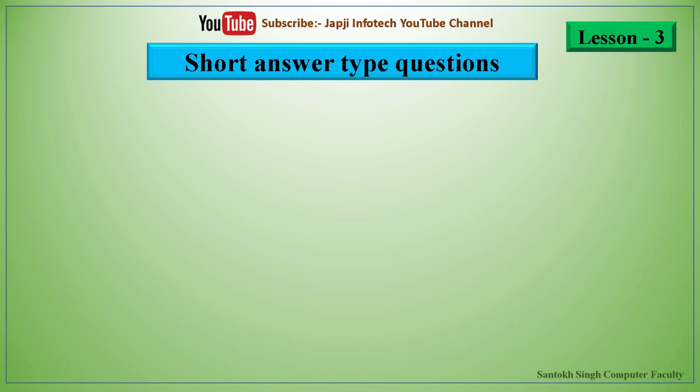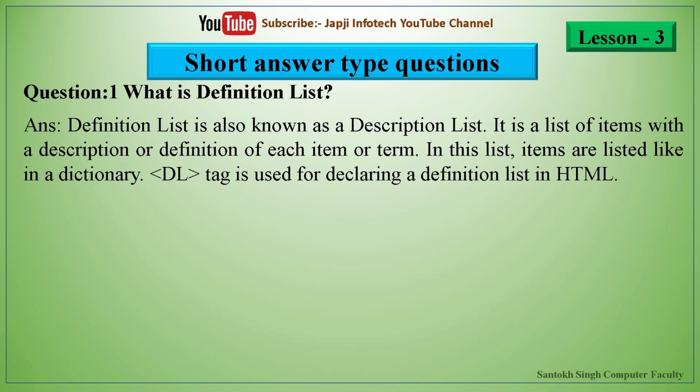So now we will learn about short answer type questions. So the first question is, what is a definition list? Definition list is also known as a description list. It is a list of items with the description or definition of each item or term. In this list, items are listed like in a dictionary. DL tag is used for declaring a definition list in HTML.